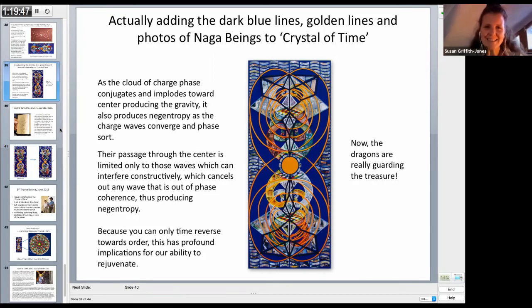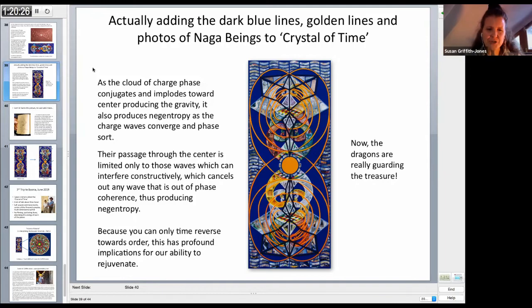Actually finally adding the dark blue lines, golden lines, and the photos of the Naga beings to the crystal of time. So now you can see, I just wanted to add a last note to this wonderful knowledge about this translation of vorticity. As the cloud of charge phase conjugates and implodes towards center, producing the gravity, it also produces negentropy, as in the opposite of entropy, as the charge waves converge and phase sort.